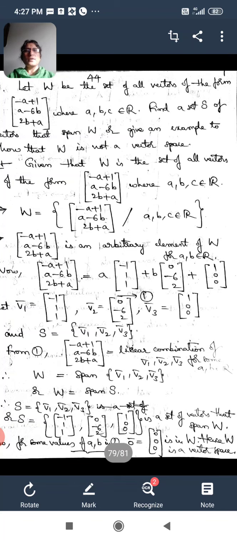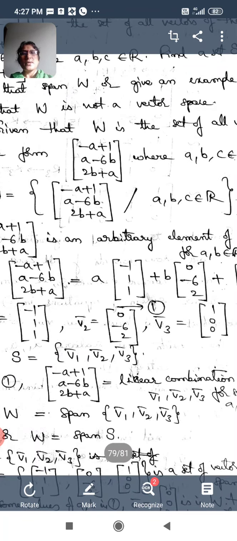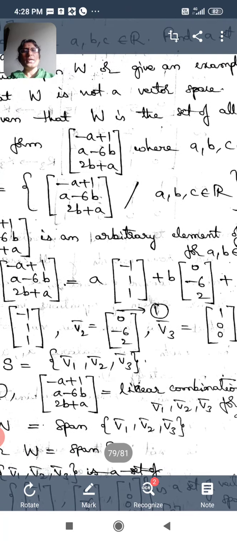This is obtained in this manner. See, in the entries in the left hand side column vector, we can see the coefficients of a. The first entry is minus 1, in the second entry it is 1, and in the third entry it is 1. That is how on the right hand side, when we take a common, the column vector that is multiplied to a is minus 1, 1, 1, which are nothing but the coefficients of a on the left hand side column vector.